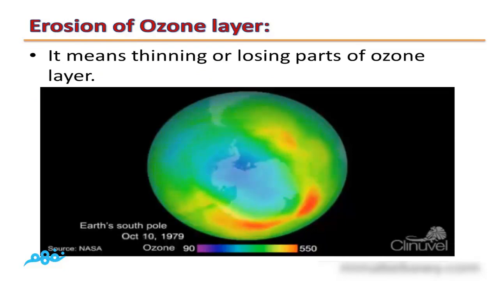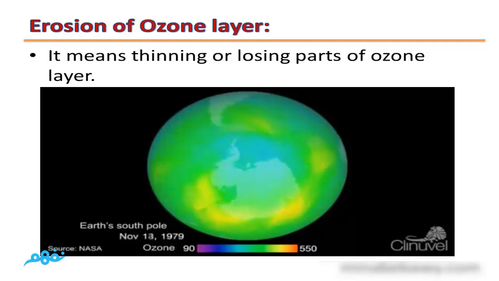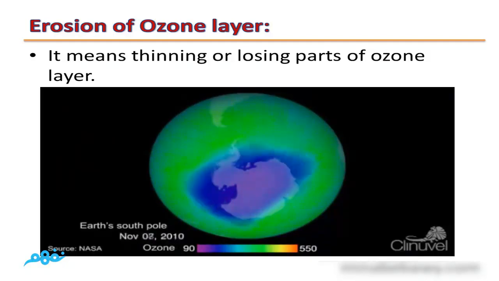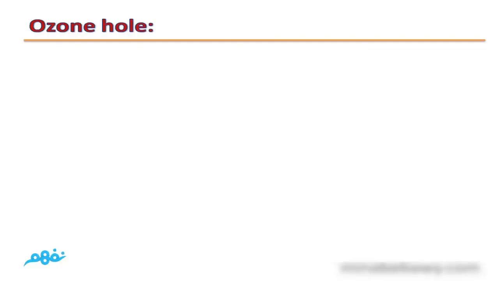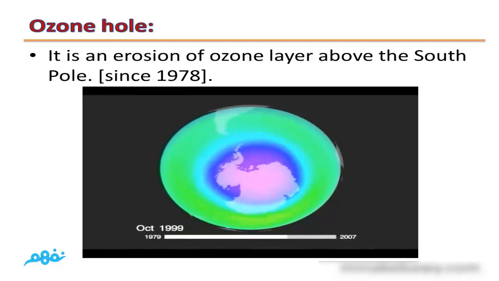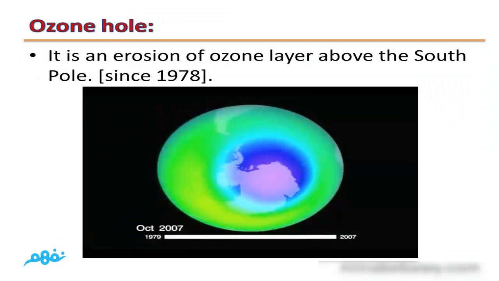Erosion of ozone layer. What's meant by erosion of ozone layer? As you can see, since 1978, the thickness of ozone layer decreases. So what's meant by erosion of ozone layer? It means thinning or losing parts of ozone layer. Ozone hole. It is an erosion of ozone layer above the South Pole since 1978. As you can see, the size of ozone hole increases year after another.